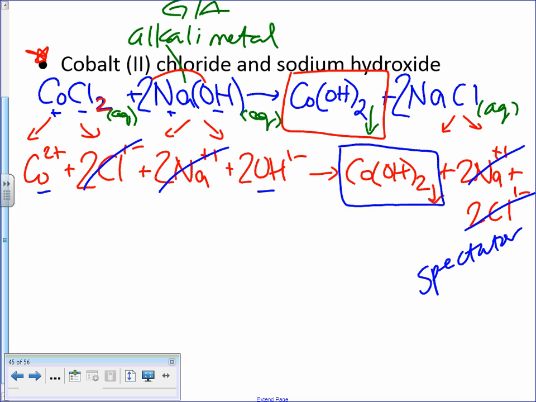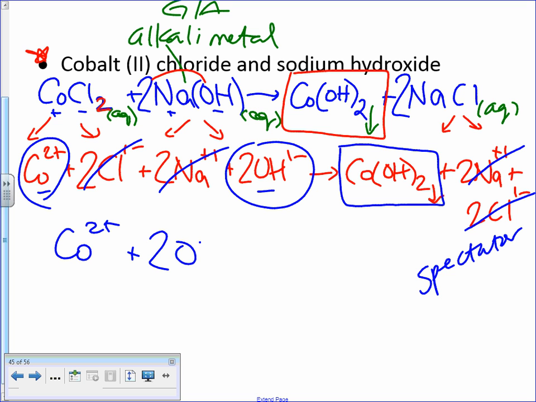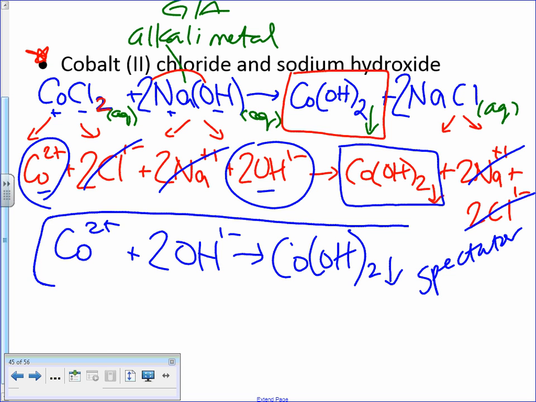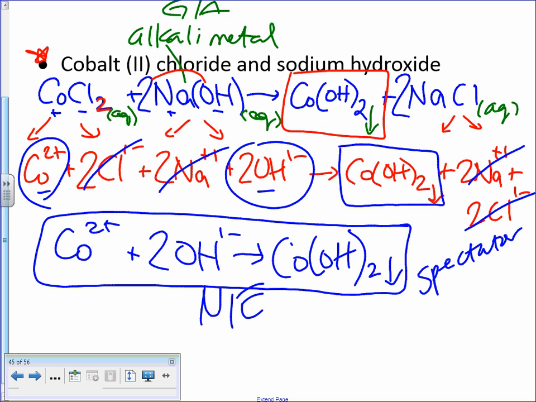So then all you do is rewrite it. Cobalt 2 plus stayed, 2 hydroxide stayed, and they made this game. They made this cobalt 2 hydroxide form. So this final thing is called the NIE, net ionic equation. It's not hard, it's just kind of lengthy. That's my opinion. So I'm going to do one more, but with a single replacement reaction.